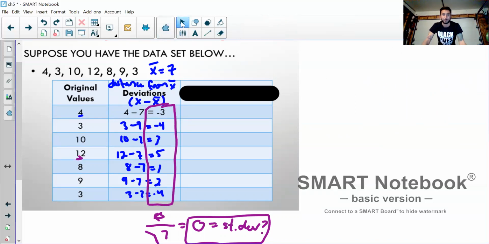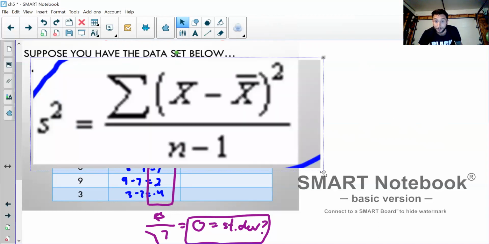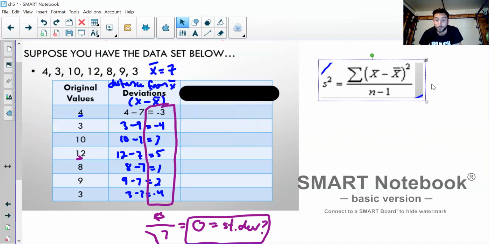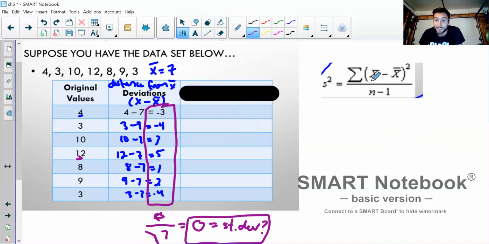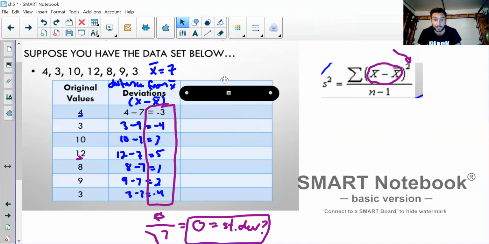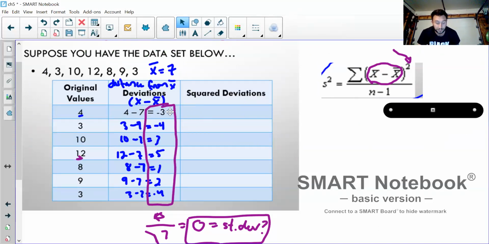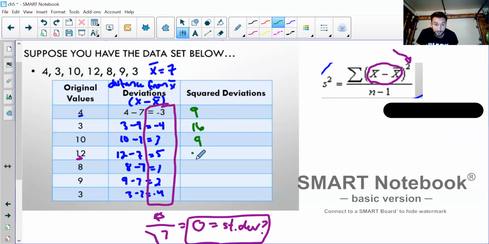What's another mathematical operation we can do that would make all of the values positive? As you're thinking about that, remember, this is the formula for variance. We have found all of the deviations. One idea to get rid of the negatives was to take the absolute value of everything. Another option is to square everything, and that's what we're going to do here. We're going to take all the deviations and square them. So over here are the squared deviations: 9, 16, 9, 25, 1, 4, and 16.